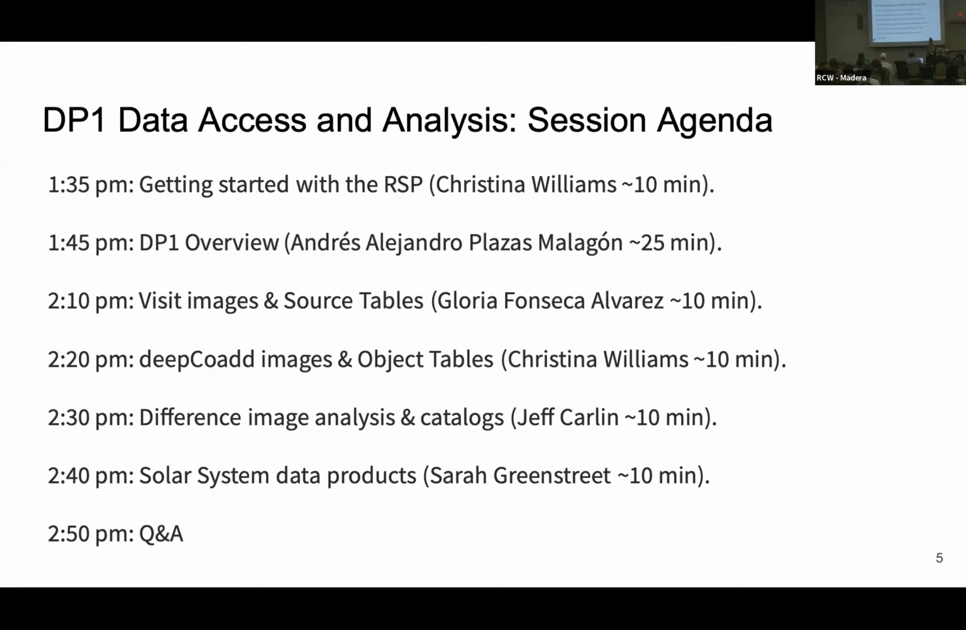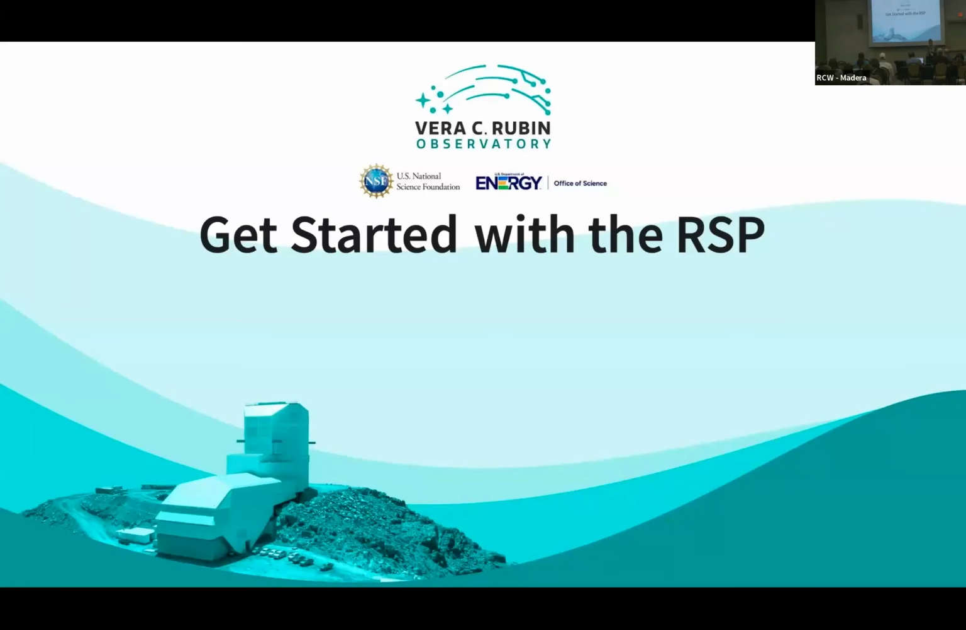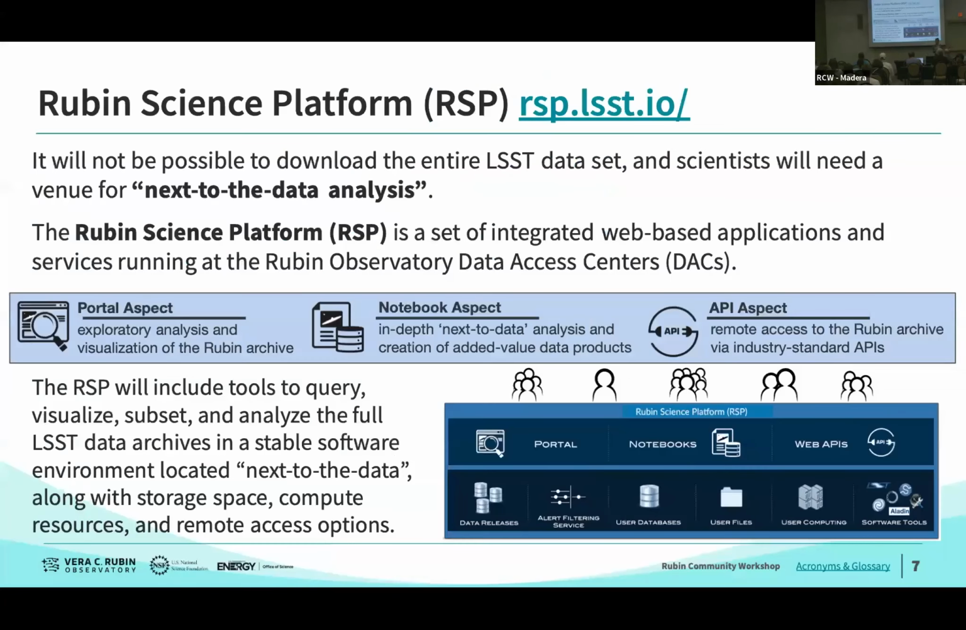All right, so I'm going to get started with an overview of the Rubin Science Platform. The Rubin Science Platform is an online venue for accessing the Rubin data products. The Rubin dataset, of course, is very large, and so you can't just download it to your own machine. So the Rubin Science Platform provides a next-to-the-data venue for doing all of your analysis. It also consists of a set of integrated web-based applications that help you do analysis with Rubin data, and also access the data and do visualization.